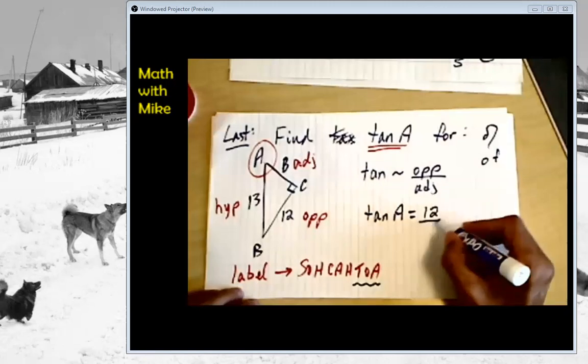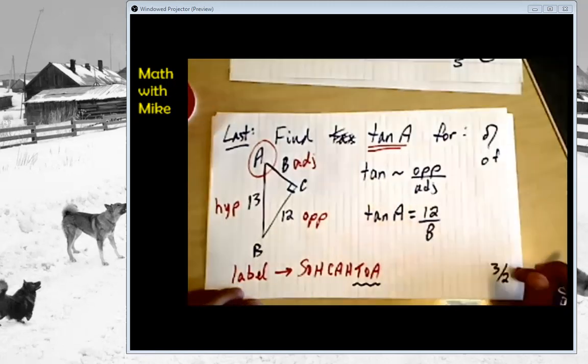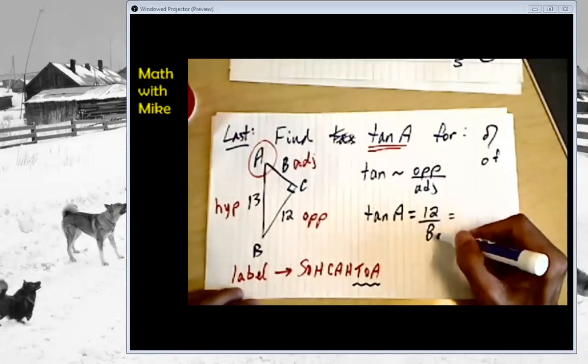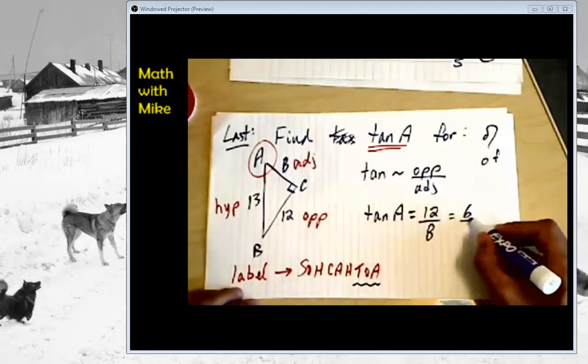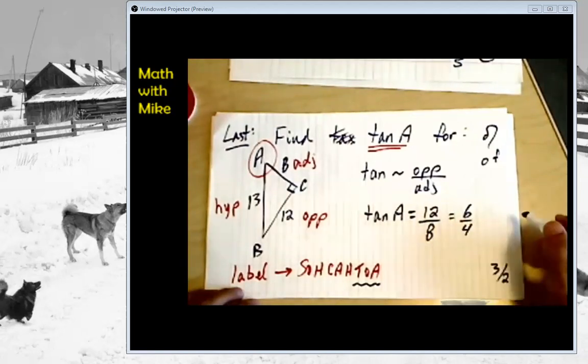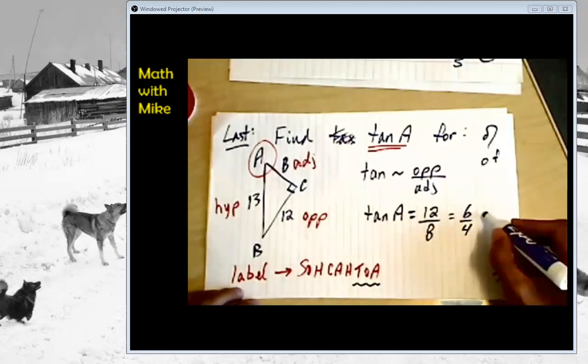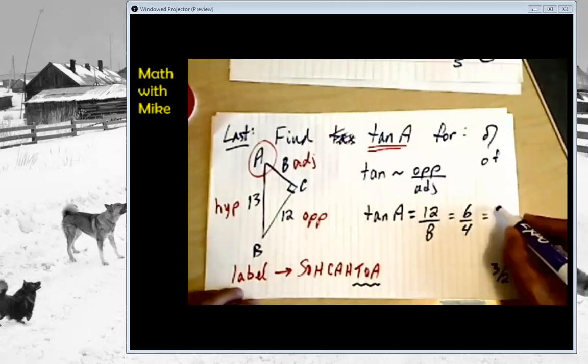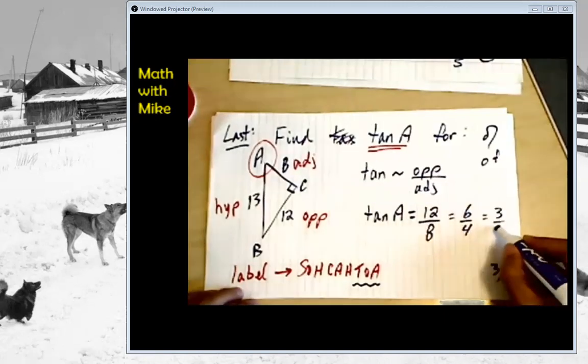That's true. But someone said it's 3 over 2. How can we get 3 over 2 from this? Oh, because 2 goes into both? That's true. This is the same as 6 over 4. And then one more time, 2 goes into both of those as well, right? Yes, 3 over 2. 3 over 2, right.